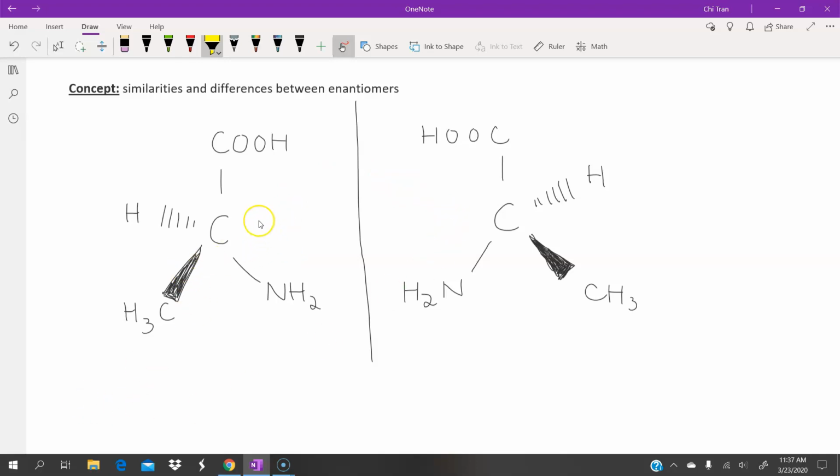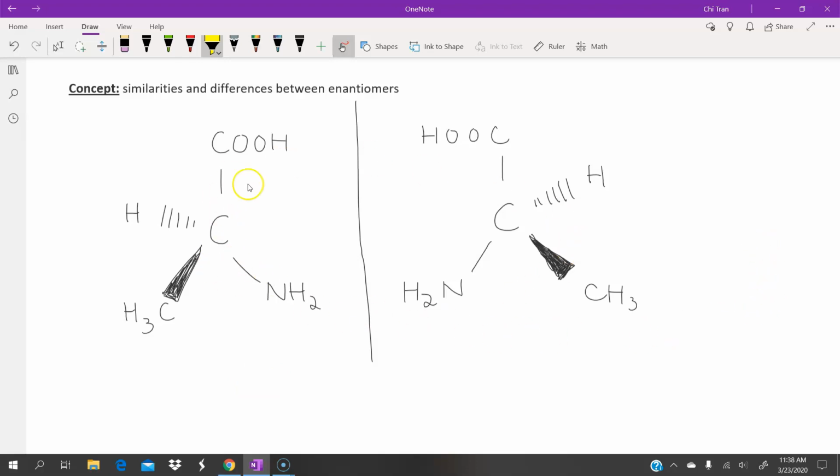The next similarity is that they have the same functional group. So in this example, it's the carboxyl group right here. That means that they will react chemically very similar. So they have the same physical and chemical properties. Now we can discuss the differences.